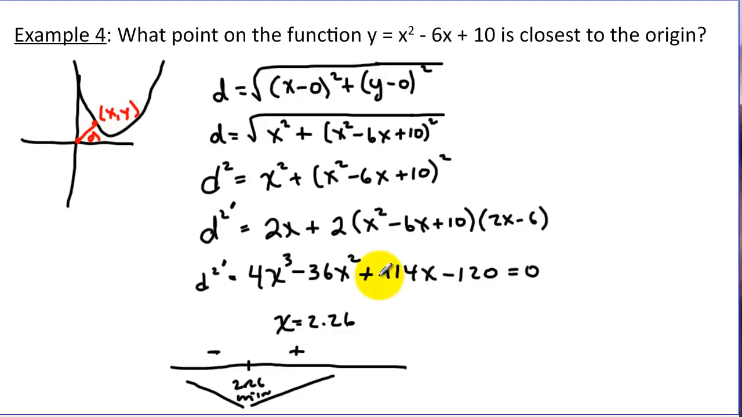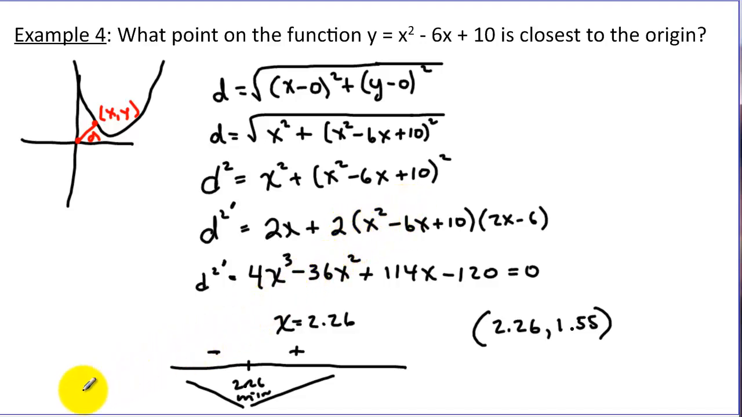So now we wanted to know the point that's closest. To find the y value, we can just put 2.26 into our equation here. And if we do that, we get 1.55. So our point that's closest is (2.26, 1.55). So that's the point on this parabola that's closest to the origin.